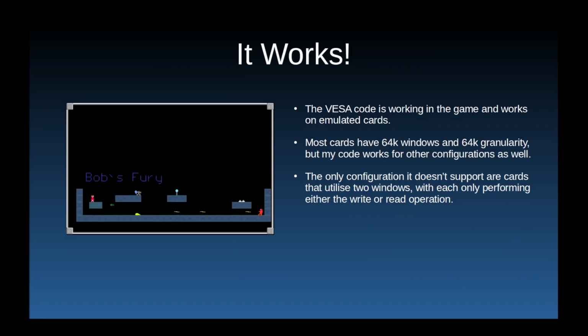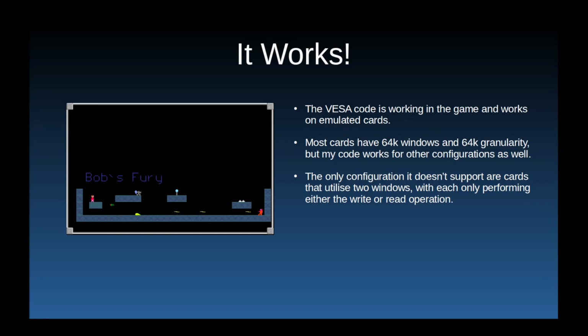The good news is that I've already finished the VESA code and integrated it into the game. Support for most SVGA cards seems to be good, although I am only able to test a variety of them under emulation in 86box. They mostly seem to have the same memory configuration with a 64K window and granularity. I have been able to test against a card with different window and granularity values, and so far they have worked fine. The only configuration that doesn't work so far are cards using two windows that have one as read-only and the other as write-only. Fortunately, these seem to be in the minority.